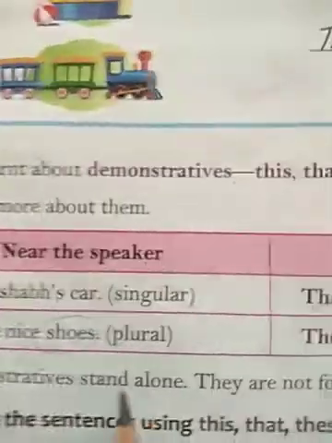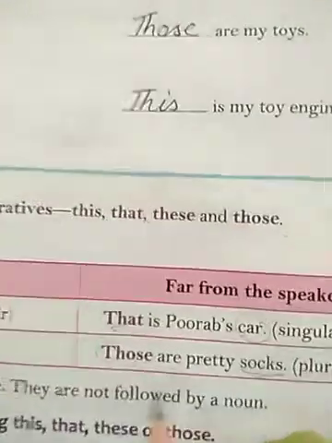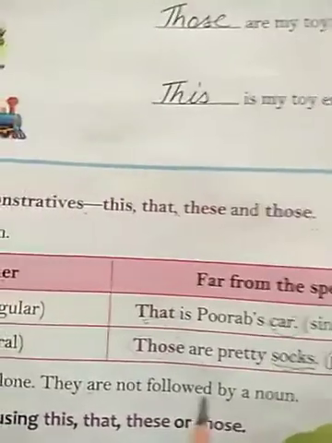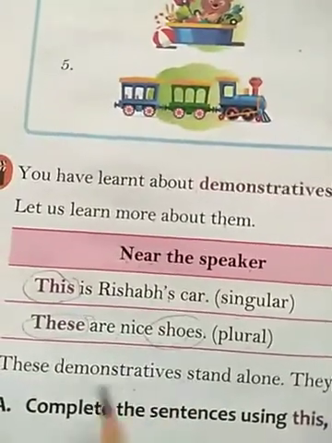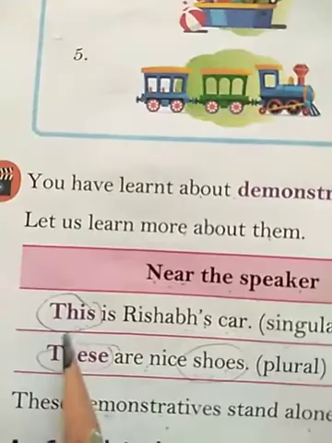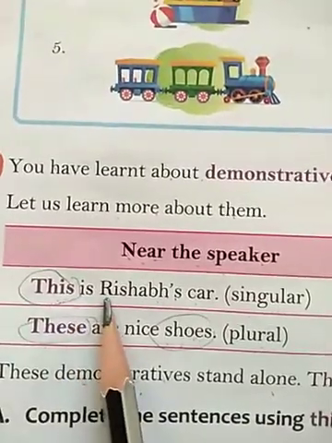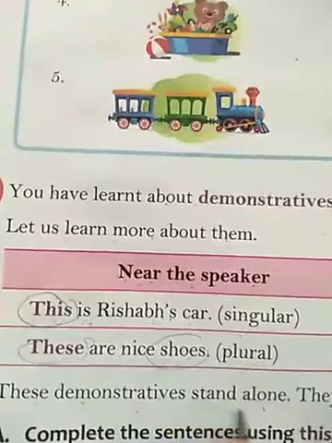These demonstratives stand alone, they are not followed by a noun. So in this type of sentence, the demonstrative is not followed by a noun. The demonstrative is standalone. For example, it is coming at the start of the sentence: this, these, that, those. With this demonstrative there is no noun, means it is not followed by any noun, so it is stand alone.